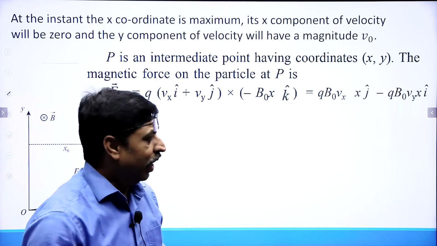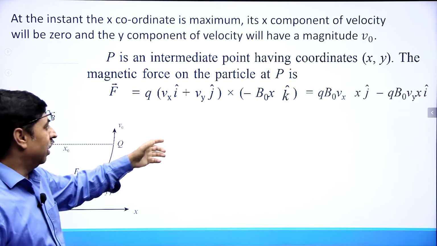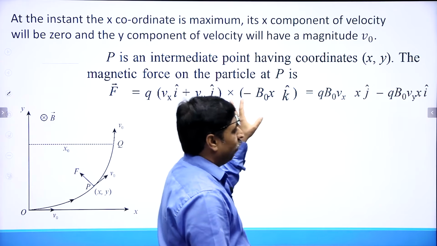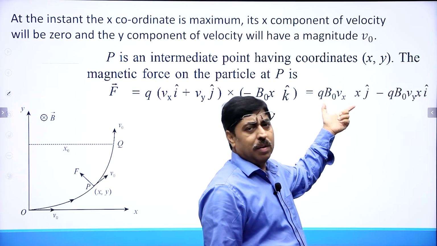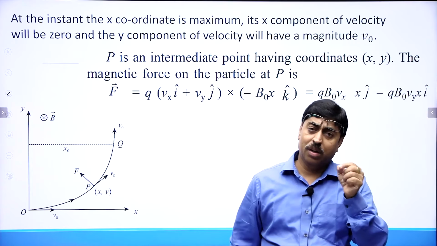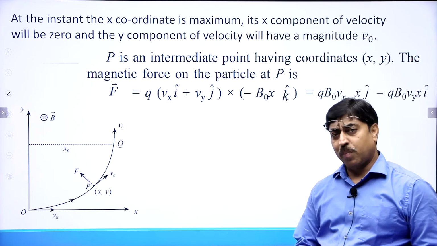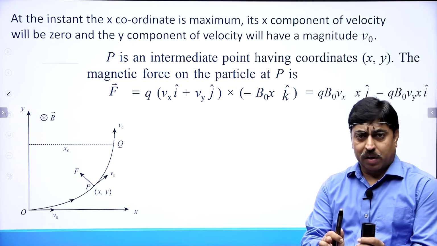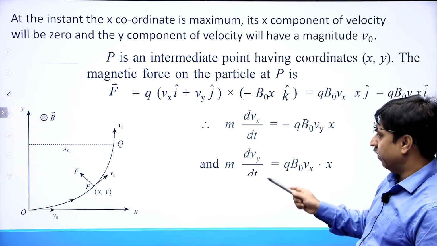Okay, what does it mean actually? When the particle is at this point and it is having this velocity, the force acting on the particle has got two components. This is the component of force in the y direction and this is the component of force in the x direction. So the component of force in the x direction can be written as the mass of the particle into the component of acceleration in the x direction. This is what I have done.